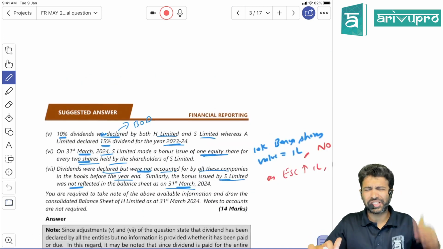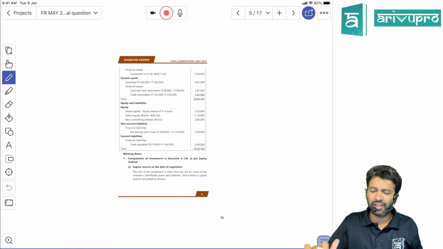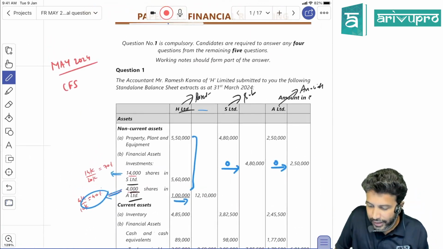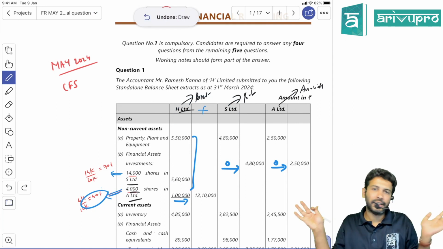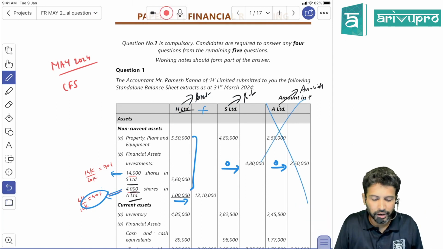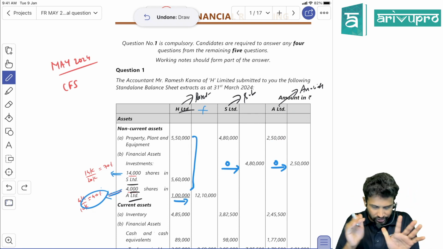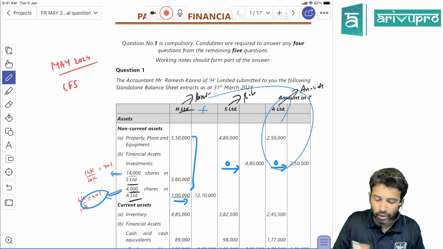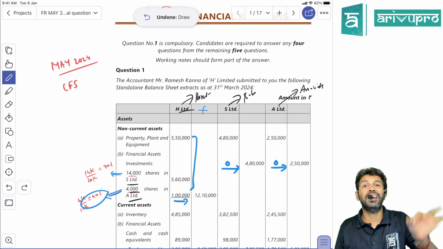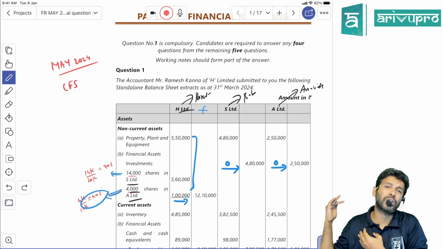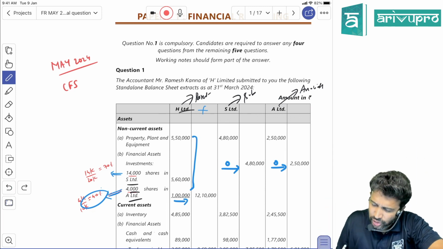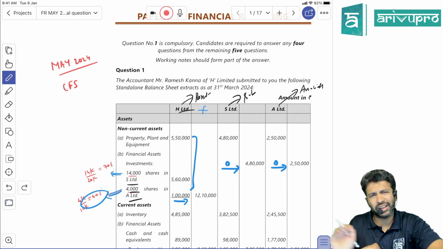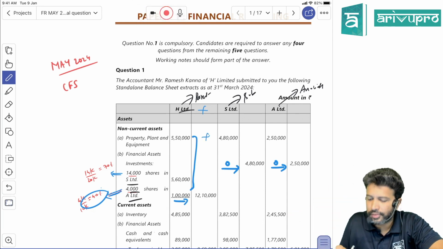Now the consolidated balance sheet is very, very simple. H Limited's and S Limited's assets and liabilities come at 100%. None of the associate company's assets, liabilities, share capital or other equity will come. Relating to the associate, only one component will come, that is investment in associate, which we already did in working note number 7. That's all. So you ignore all of the associate company's assets, liabilities and equity. Only parent and subsidiary assets and liabilities go on adding. So PP is 550 plus 480. That's all.